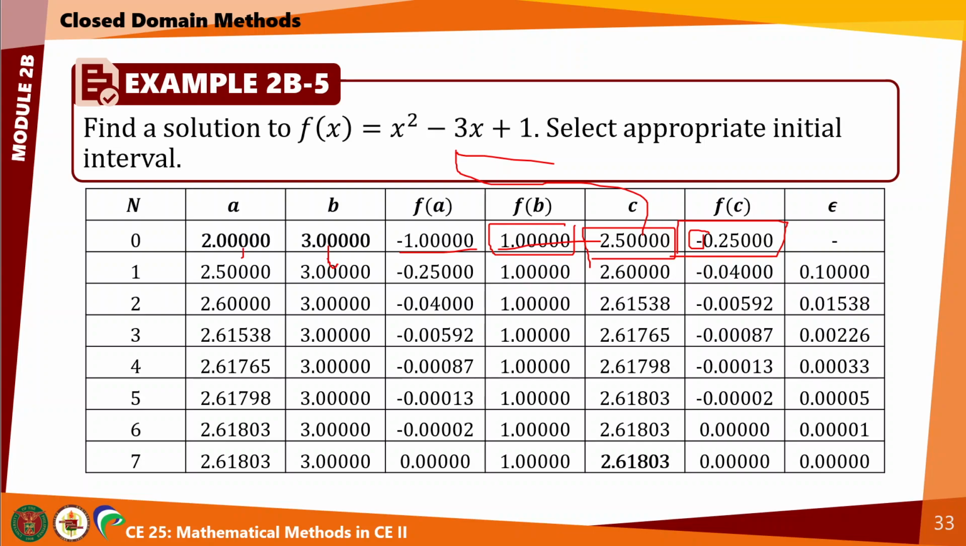Pero yung previous nating a, instead na 2, naging 2.5. Yung regular falsi point natin sa previous iteration. Okay, and then repeat the process. You get the absolute errors until you have a value lower than the tolerance value. Just like the previous interval, dito sa interval na between 2 and 3, 7 iterations lang din yung kailangan. Sorry, 8 iterations rather. Okay, so yung final value ng regular falsi point yung magiging estimate natin for the larger root, which is yung 2.61803. Right, so that concludes the closed domain methods.